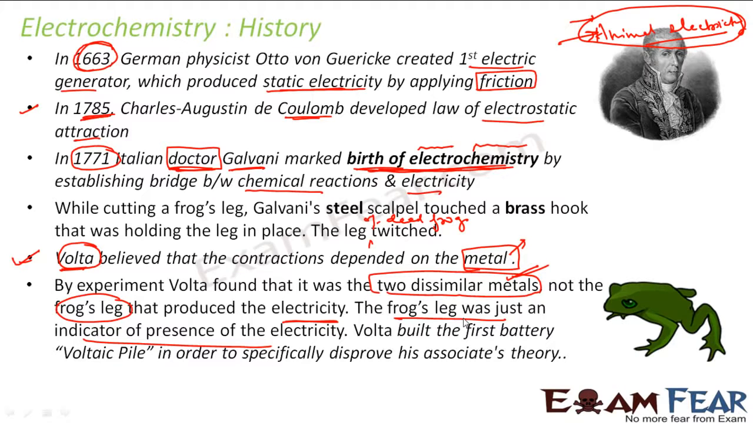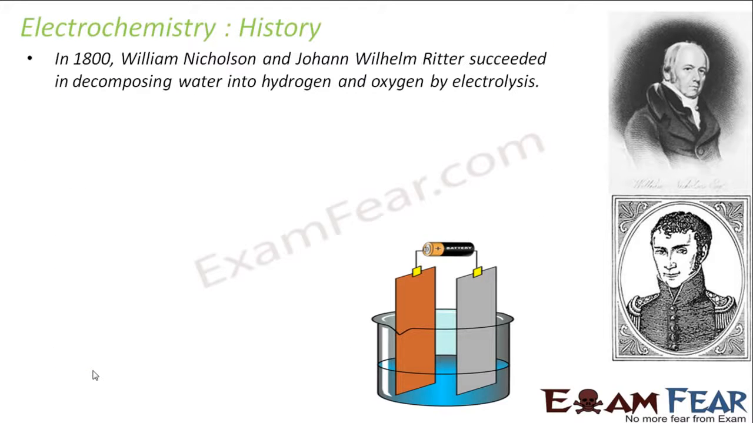To prove it, he built the first battery. He built the first battery, and that battery is called the voltaic pile, right? Because he wanted to just prove his theory. To prove that, he created something called the voltaic pile. So let me explain what the voltaic pile is. I'll explain that voltaic pile in the next few slides. Let's understand what happened after that.